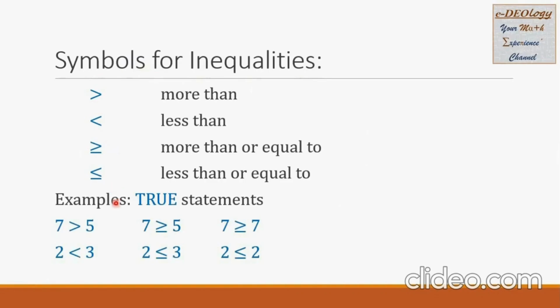Let us have some examples, and these are true statements. 7 is greater than 5. Next, 2 is less than 3. Next, 7 is greater than or equal to 5. Next, 2 is less than or equal to 3. Next, 7 is greater than or equal to 7. Next, 2 is less than or equal to 2.